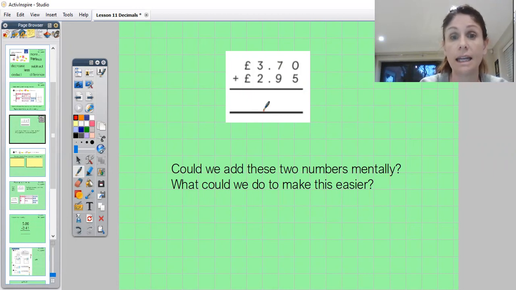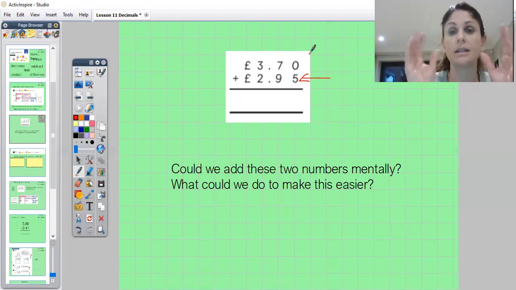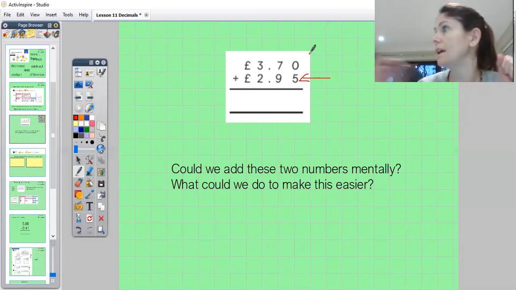Okay, hopefully you've realised that £2.95 is very close to £3. It's only 5p less. So I could do £3.70 plus £3 is £6.70. What do I have to do at the end? I've got to take that 5 away, haven't I? I added 5 too many. I've got to take 5 away.